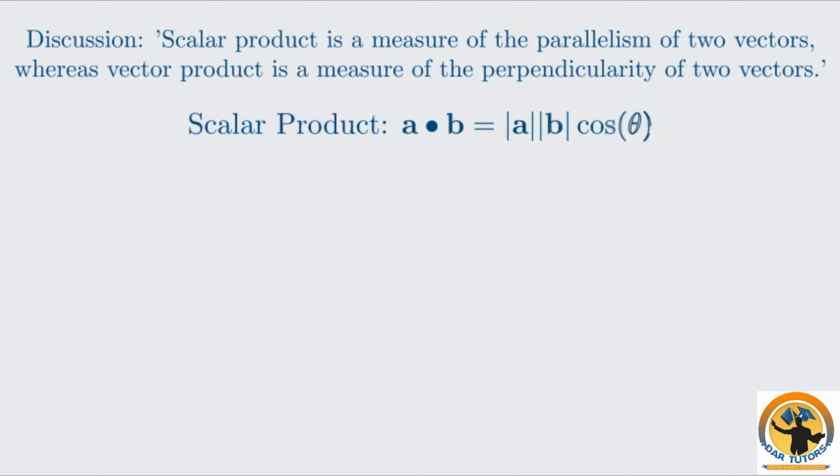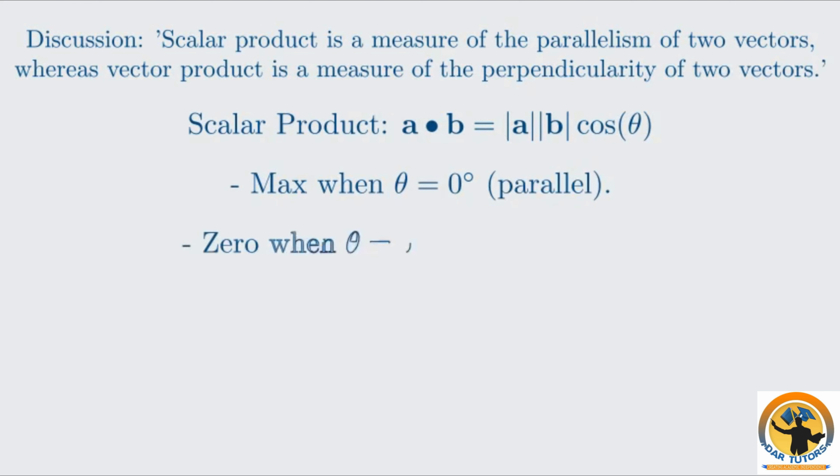The scalar product, A dot B equals |A||B| cos theta, is maximized when the vectors are parallel. Theta equals 0, cos theta equals 1, and it is 0 when they are perpendicular. Theta equals 90, cos theta equals 0. So a large scalar product means the vectors are close to parallel, and a zero scalar product means they are perpendicular.